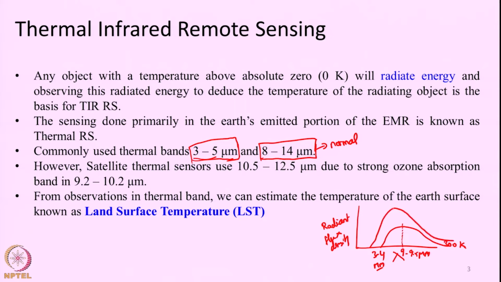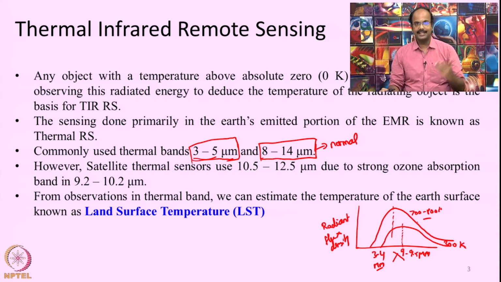So, the peak may be occurring in a shorter wavelength, energy content may be high, this may be for 700 to 800 Kelvin, something in that range, it may take a different form. So, normally forest fires and volcanic emissions will have very high temperatures, and the radiance from them will be peaking around 3 to 5 micrometers.